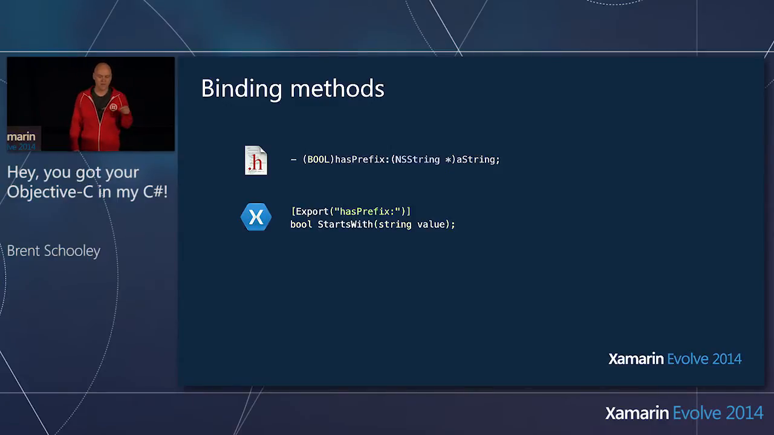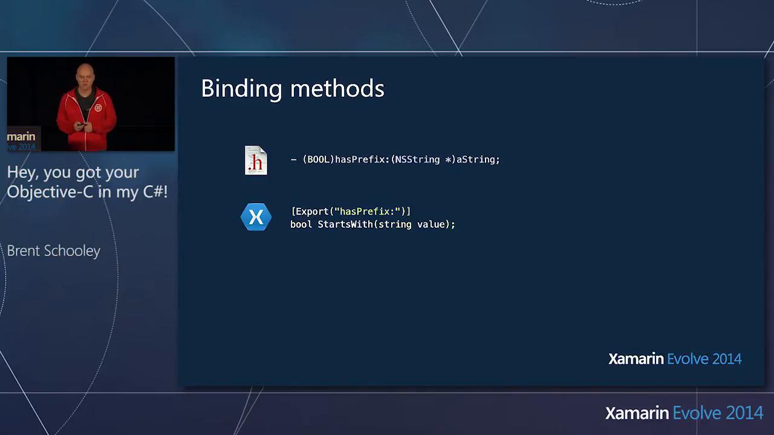First thing we do, it returns a Boolean, give it the name that we want, and we pass in the parameter. The export attribute tells the generator what the Objective-C method is that this method matches up with, and that's our hasPrefix colon, which indicates it takes a parameter. So notice I've named it something that makes more sense to a C# string class, right? The C# string has a StartsWith, it's not hasPrefix. So that's where you can take the name that you see in Objective-C and make it familiar to the C# developer along the way.